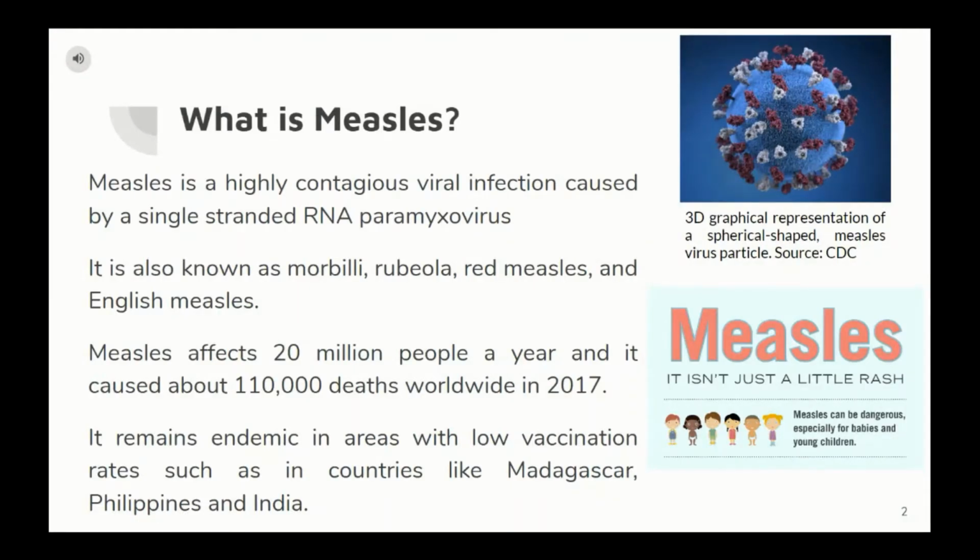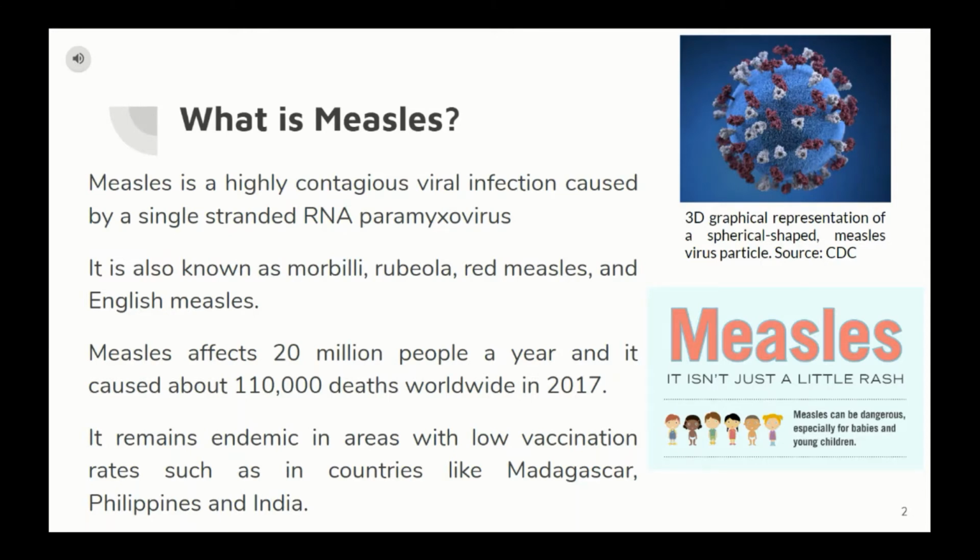What is measles? Measles is defined as a highly contagious viral infection caused by a single-stranded RNA paramyxovirus. A 3D image of the spherical-shaped measles virus particle can be seen in the picture. Measles is also known as morbilli, rubeola, red measles, and English measles. However, it must not be confused with rubella, which is a different viral disease.